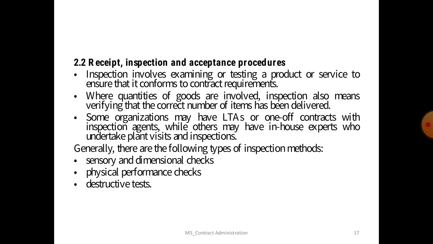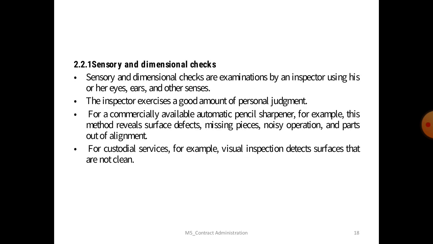So here three methods are given. First one is sensory and dimensional checks, second is physical performance checks, and third one is destructive tests. So one by one we discuss them. First one is sensory and dimensional checks. Sensory and dimensional checks are examinations by the inspector using his or her eye, ear, and other senses.